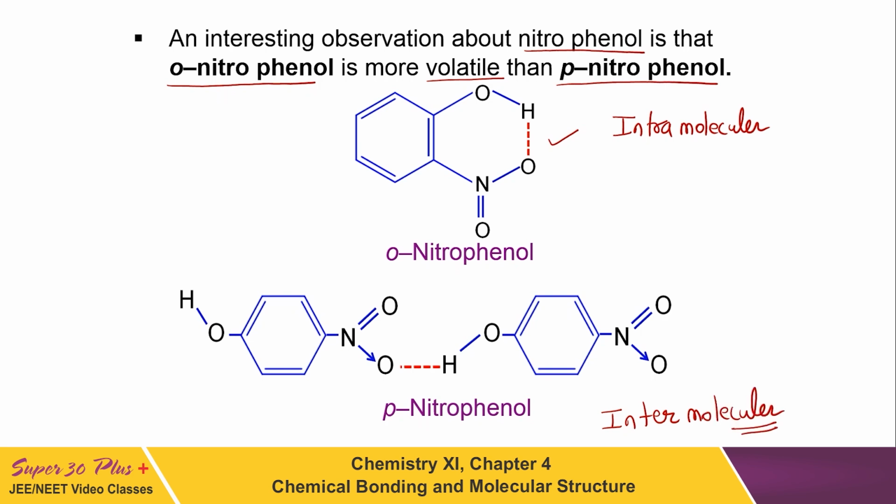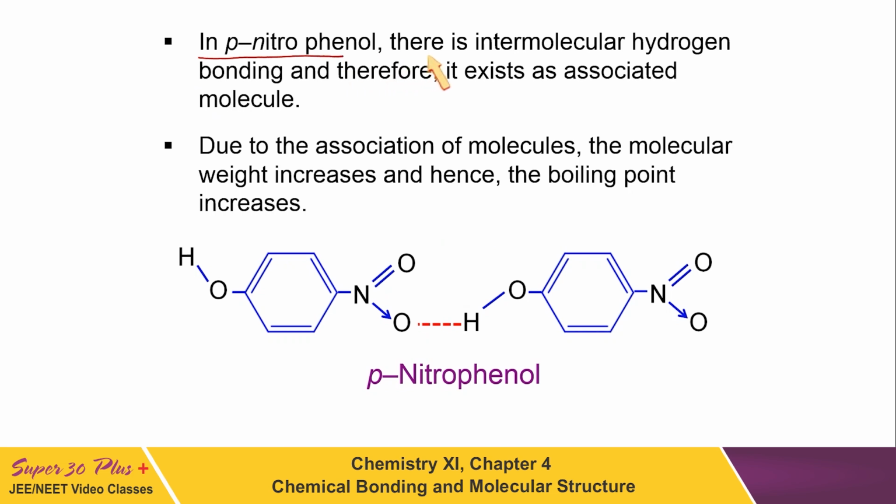The intermolecular H bond is formed between two molecules. Whenever a bond is there between the molecules, the force of attraction between them increases. And when the force of attraction increases, their vapor pressure or volatile nature decreases. So, more H bond, more attraction, less vapor, less volatile. In paranitrophenol, there is an intermolecular H bond.